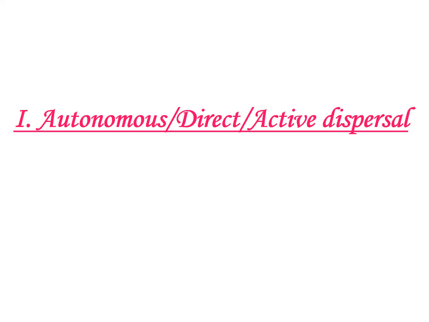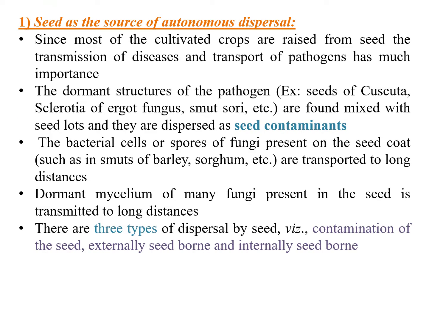So the first one is autonomous dispersal. In autonomous dispersal, we already came to know that seed, soil and planting material can act as carriers of the pathogen. So let us see how the seed acts as a source of autonomous dispersal, because most of our cultivated crops are generally raised from seed.